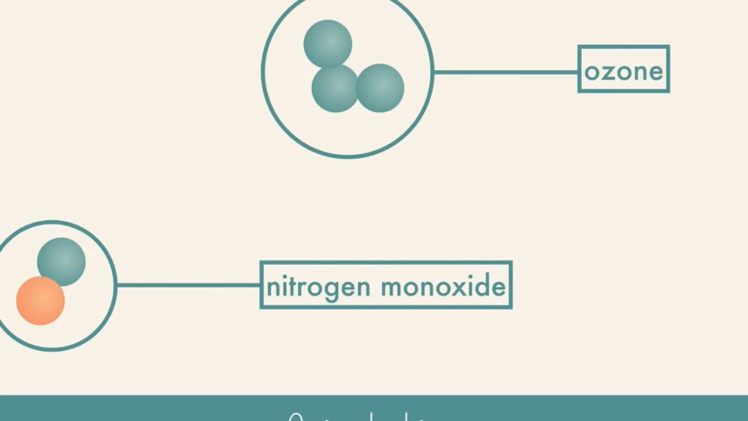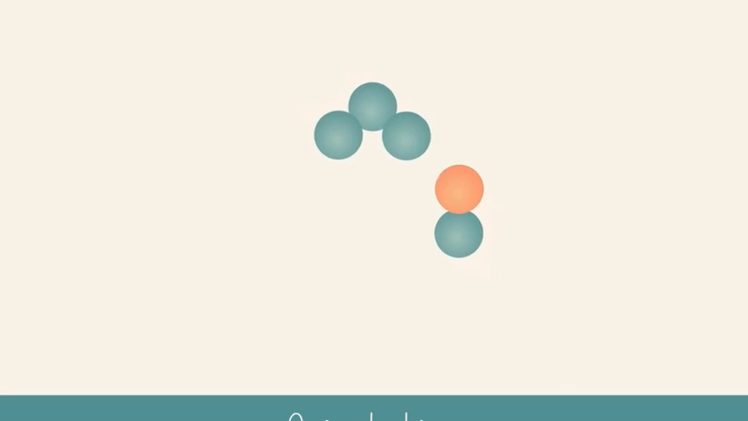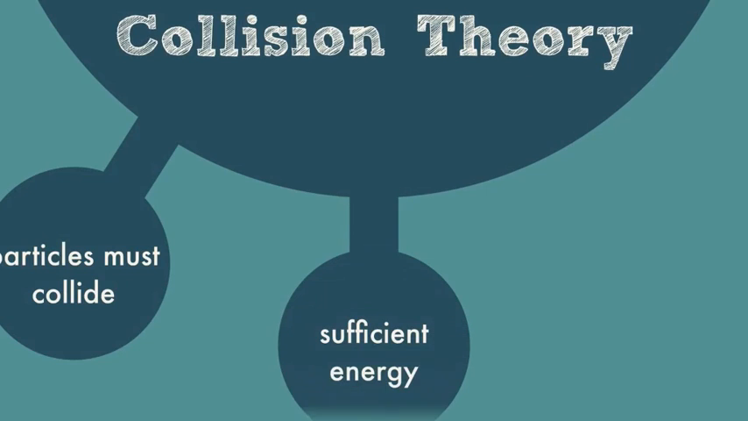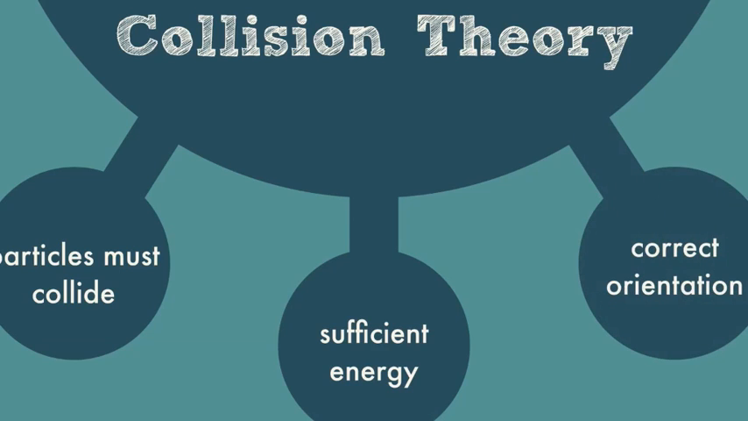Even if the particles collide with sufficient speed, if they aren't at the correct angle, a reaction won't happen. In this example of nitrogen monoxide and ozone, the reaction didn't occur because the oxygen of each molecule touched during the collision. In this collision of the same two molecules, the nitrogen touches an oxygen and the reaction occurs, making oxygen and nitrogen dioxide. The orientation was correct, so the reaction could occur. So in summary, the three key ideas of collision theory are that particles must collide to react, they must have sufficient energy to break and make new bonds, and they must collide with the correct orientation.